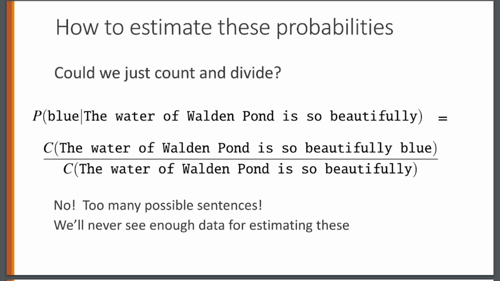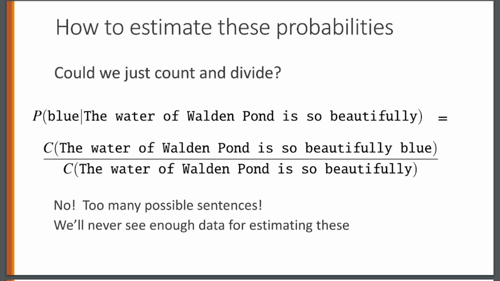Let's say, hey, I'm going to count in my corpus every occurrence of "The water of Walden Pond is so beautifully blue." And I'm going to divide that by the count of "The water of Walden Pond is so beautifully." And that will give me the probability that blue follows the sequence, "The water of Walden Pond is so beautifully." And no, that might not work all that well, right?